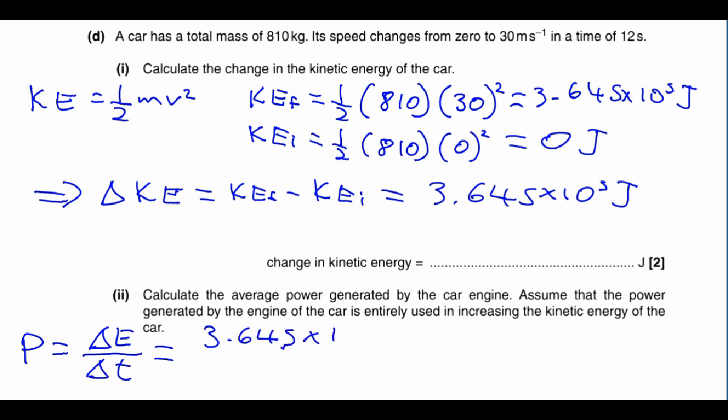3.645 times 10 to the 5 divided by 12 seconds, which is the time it takes for the car to go from 0 to 30 meters per second. And this will give the power of the engine, which is 3.04 times 10 to the 4 watts.